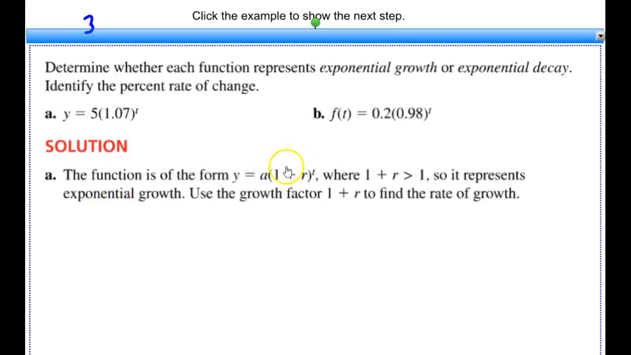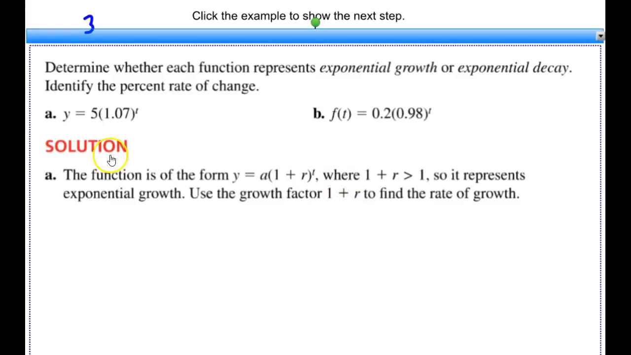So now we're going to be looking at example 3. So I have to determine whether each function is growth or decay. So in the last one we looked at a table of values, and now we are looking at some equations. So let's look at part A first. So I see I have an A value, right? And here's whether it's going to be growth or decay right here, and my exponent. So I have to write it in the right form.